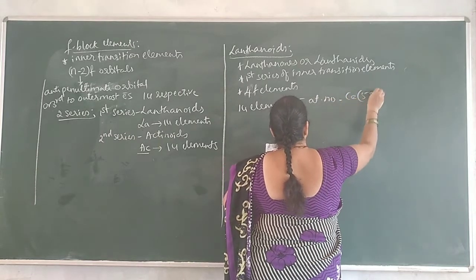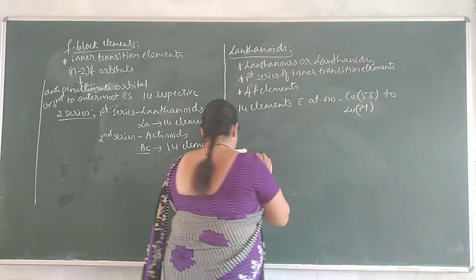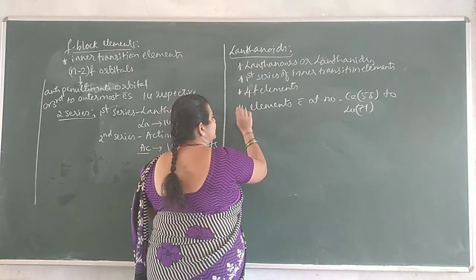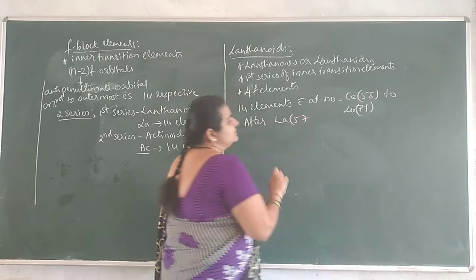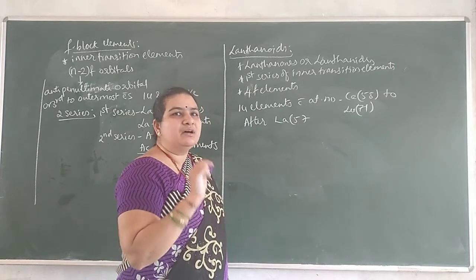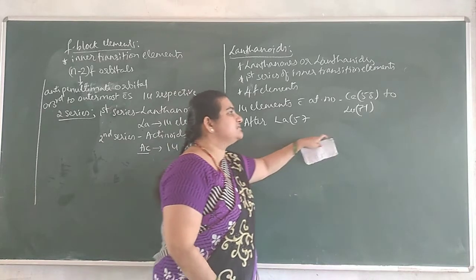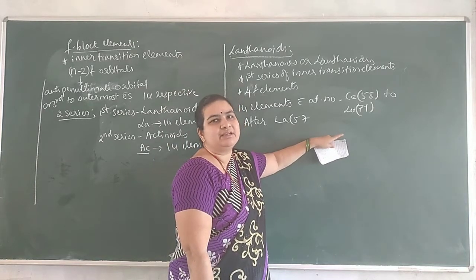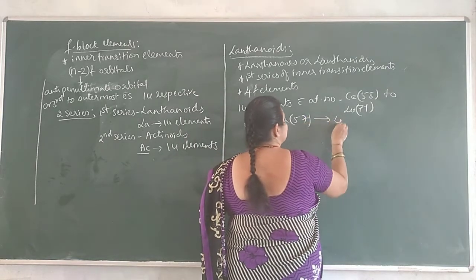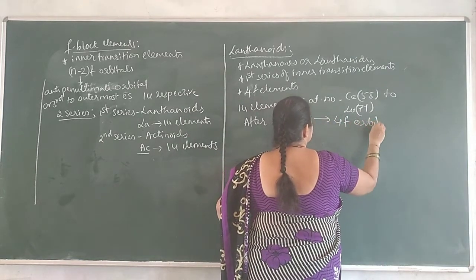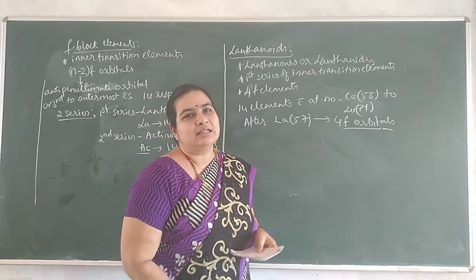Cerium 58 to lutetium 71 after lanthanum. That means after lanthanum, which is 57, a separate series is formed where it starts with cerium, atomic number 58, and ends with lutetium, atomic number 71. So here 4F orbitals are progressively filled in the elemental or ionic states of the lanthanides.